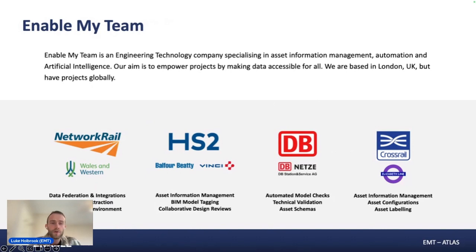So just a quick overview for those who don't know who we are. Enable My Team, or EMT, we're an engineering technology company. So we solve infrastructure problems. So we work directly with our clients and we try and solve big issues. But what we've developed in doing this is our product Atlas. And we're now expanding Atlas to make it accessible not just to these major infrastructure projects that you see on the screen here, but to any size products and projects.